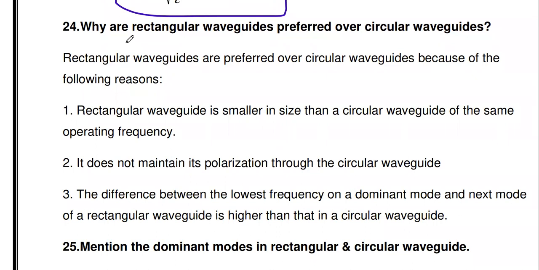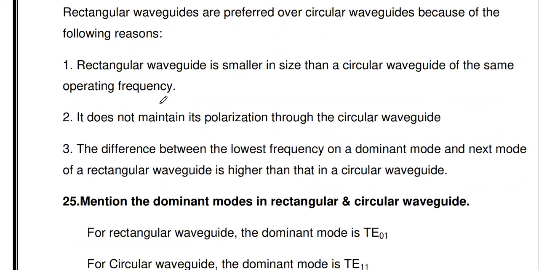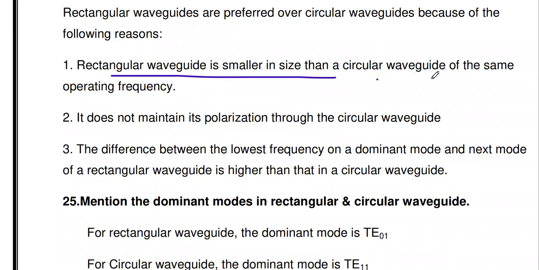Then the next question, why are rectangular waveguides preferred over circular waveguide? Usually when compared to circular waveguide, rectangular waveguides are preferred. Okay, what is the reason? The first thing is the rectangular waveguide is smaller in size when compared to circular waveguide of the same operating frequency. If we are designing one waveguide for some operating frequency, say 10 GHz, the rectangular waveguide size is smaller when compared to circular waveguide.